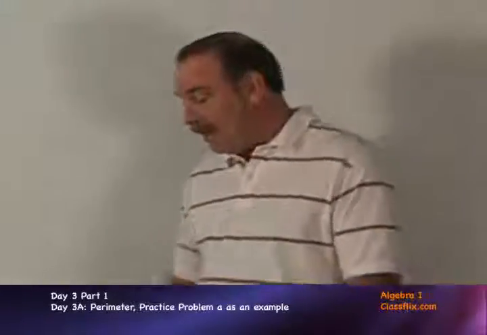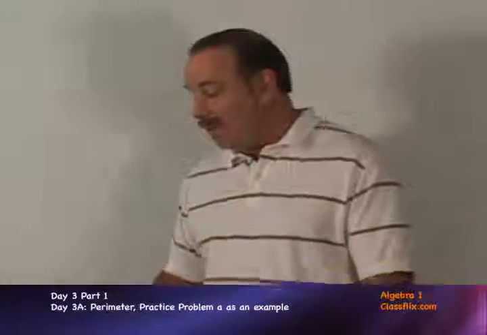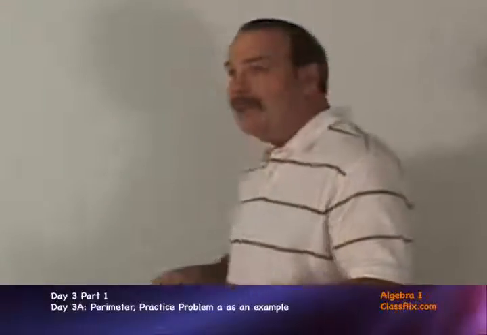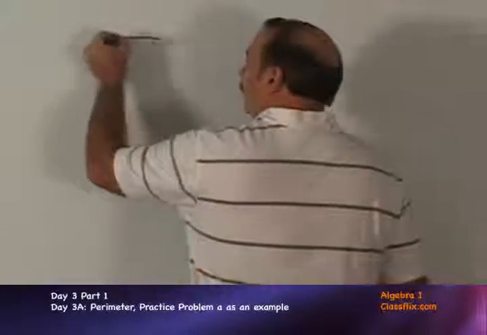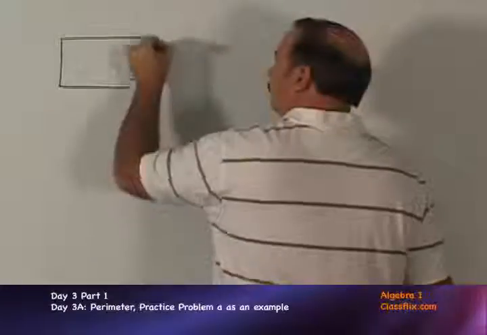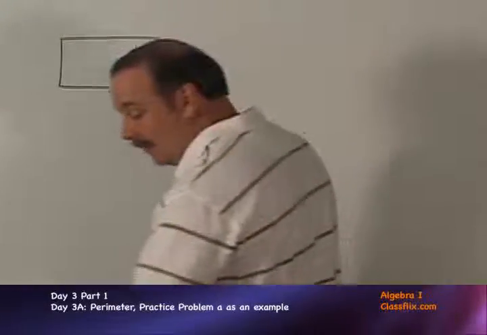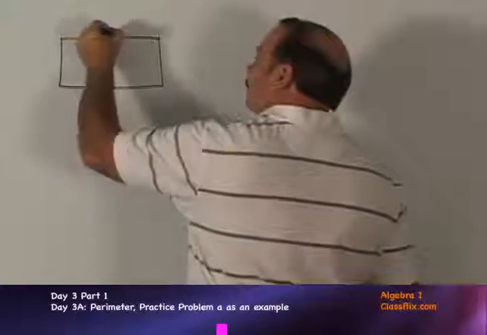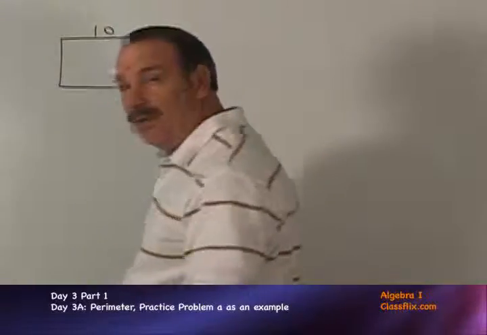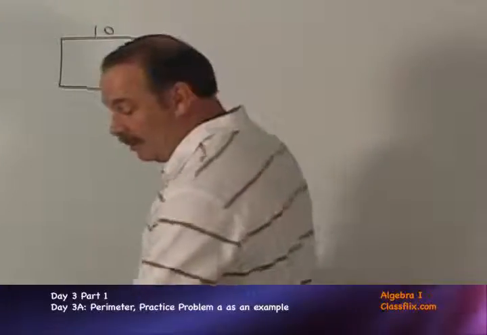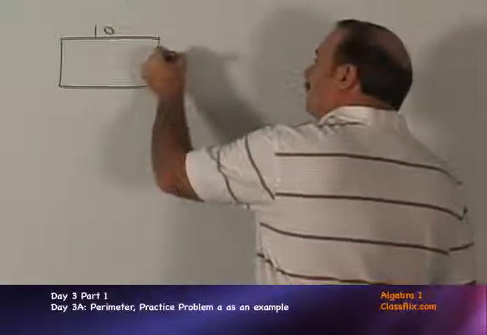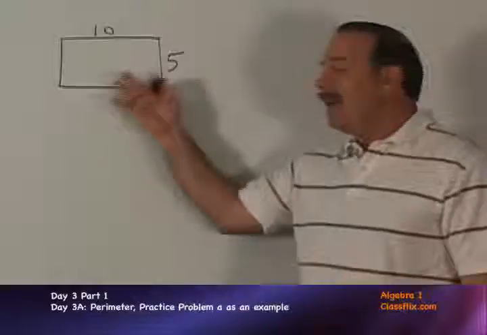So let's look at practice problem A. The length of a rectangle is 10 centimeters, and the width of the rectangle is 5 centimeters. Find the perimeter of that rectangle. Now you don't have to draw to scale, but you're basically going to draw a rectangle, and it's telling us that the length, or one of the measurements of the sides, is 10 centimeters. And the width, which you would think, of course, being the smaller of the two measurements, is 5 centimeters. So now we've drawn a rectangle.